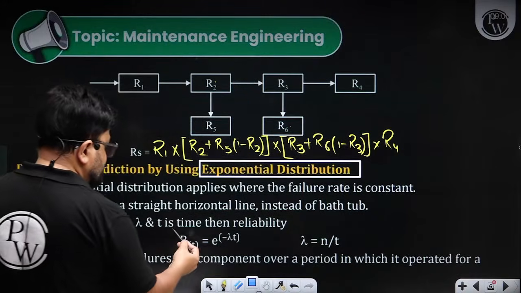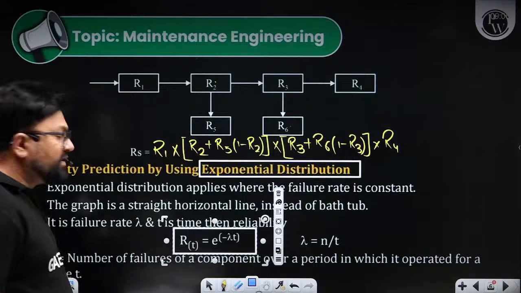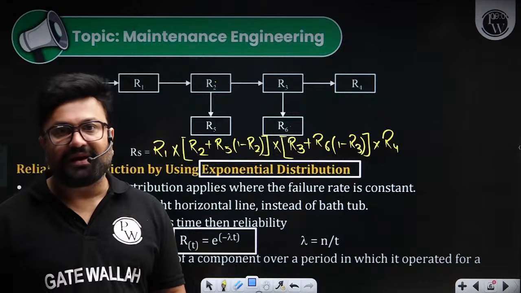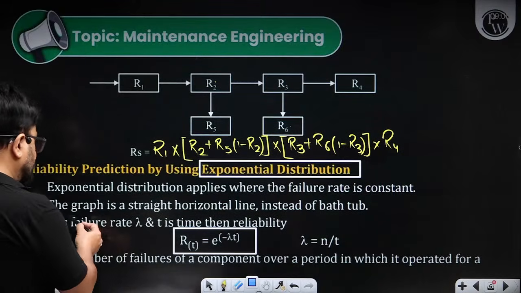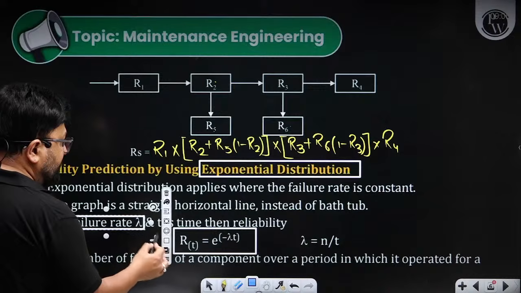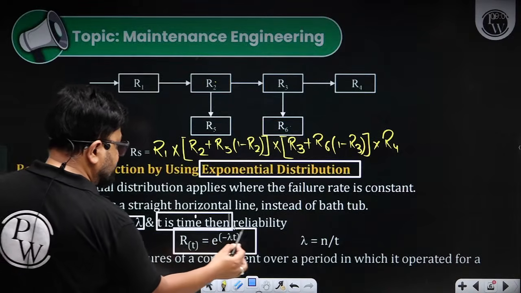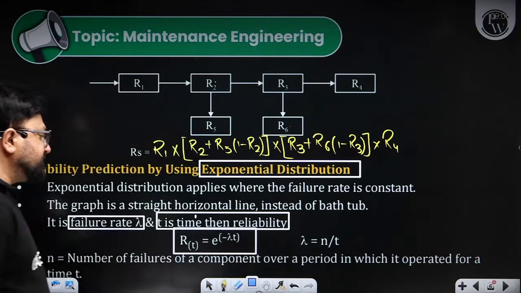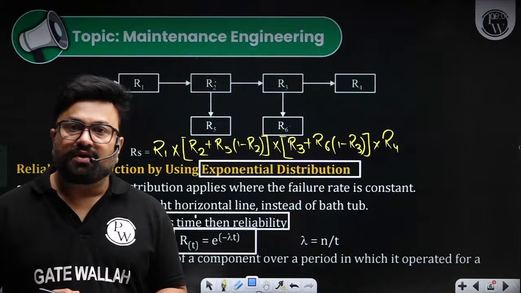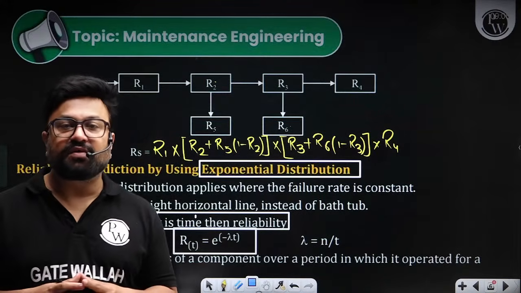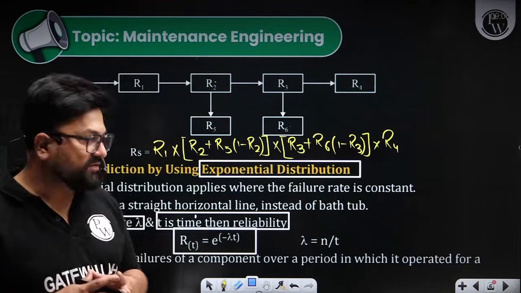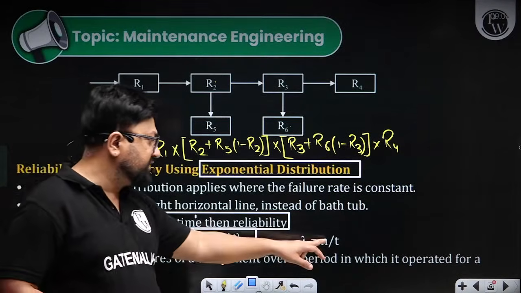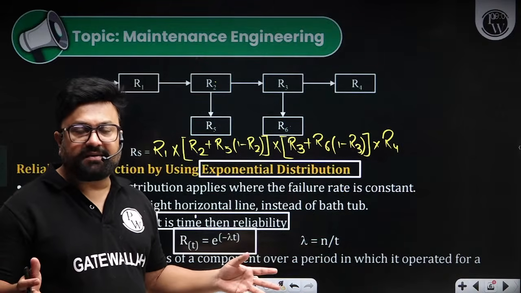The formula is this one: reliability at time t of a system equals e to the power minus lambda t. Lambda is the failure rate, and t is the time at which you want to calculate the reliability. So the reliability is e to the power minus lambda t. Now this formula is taken from the bathtub curve, which I will explain later. Now lambda is the failure rate, as I told you, which is the number of failures divided by time, that is during time.